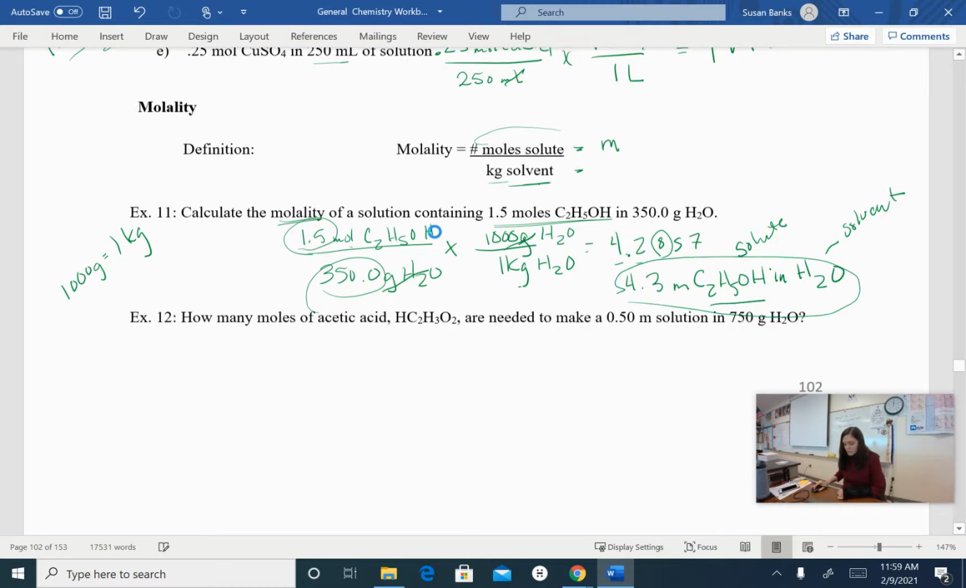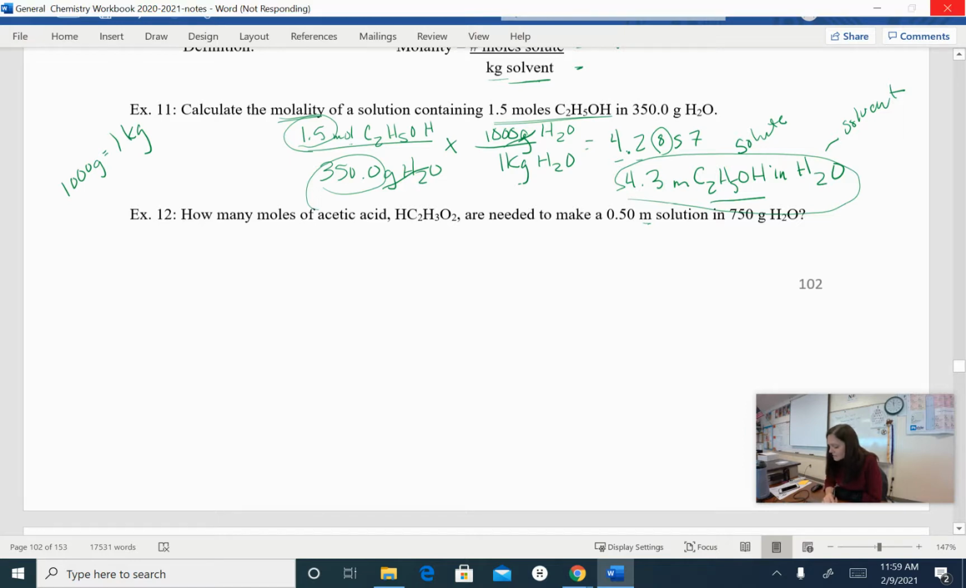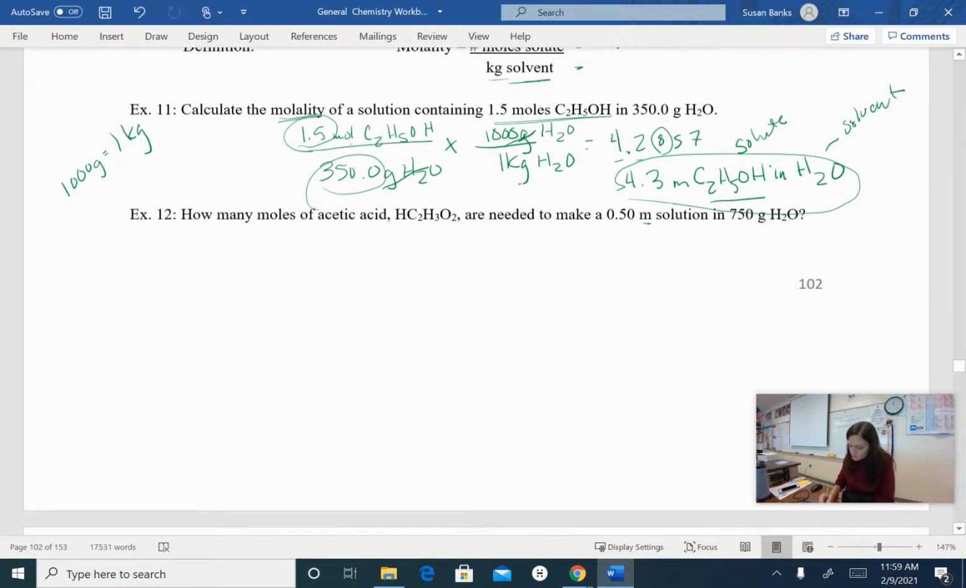All right, let's do one more example. How many moles of acetic acid are needed to make a 0.5 molal solution, not molar, molal, little m, molality, in 750 grams of water. So we're going to start with our grams of water, and we're going to convert that into kilograms first, okay? So I'm going to start, and it looks like my computer is freezing. So let's see if it will let me write. It's not. So let's give it a minute.